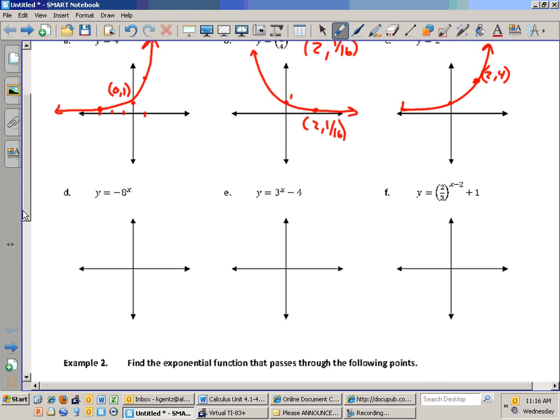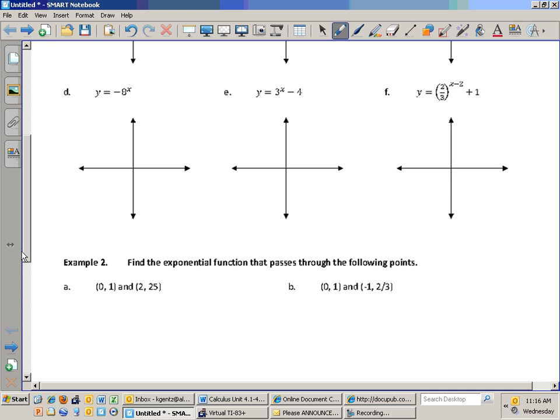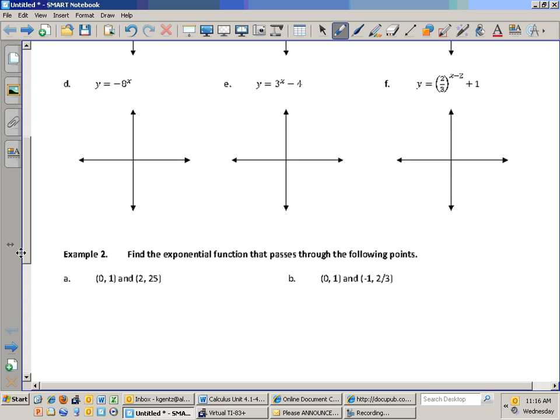Let's try some harder problems. These are pretty easy so far for you guys. D says y equals -8 to the x. You tell me this. Is the negative being taken to the x power? Or is just the 8 being taken to the x power? Just the 8. So what's the negative going to do to the graph? Any ideas? It will flip it over the x-axis.